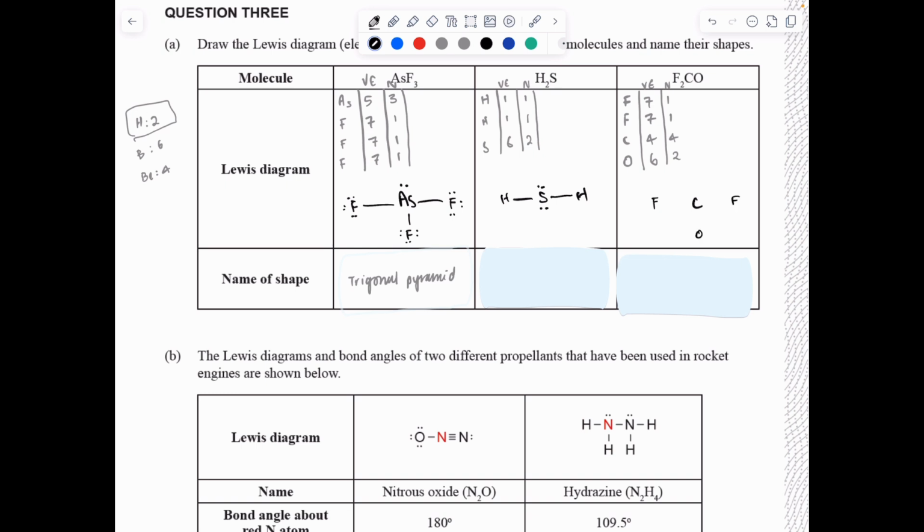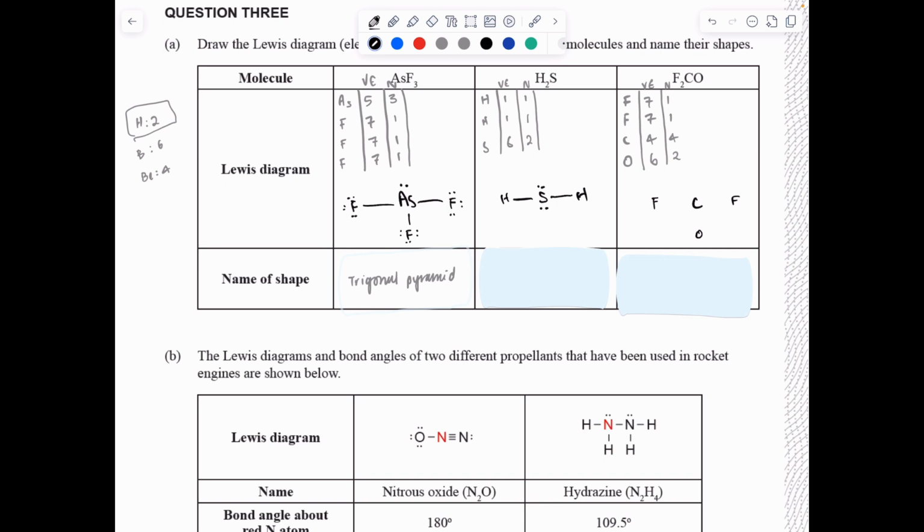Okay, carbon needs to form 4 bonds. However, there are only 3 atoms around it, so how can it form 4 bonds when there's only 3 things around it to bond with? That means it's going to have to form a double bond with one of these atoms. Which atom is it going to be?